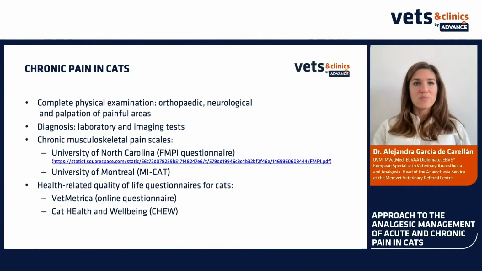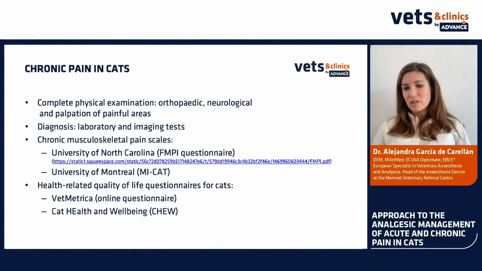This is really important. We should perform an orthopedic and neurological examination and palpation of the painful areas. We should try to do some laboratory and diagnostic imaging tests. If we find something like, for example, an osteoarthritic cat, then there are a few scales that are specifically for cats with chronic musculoskeletal pain.